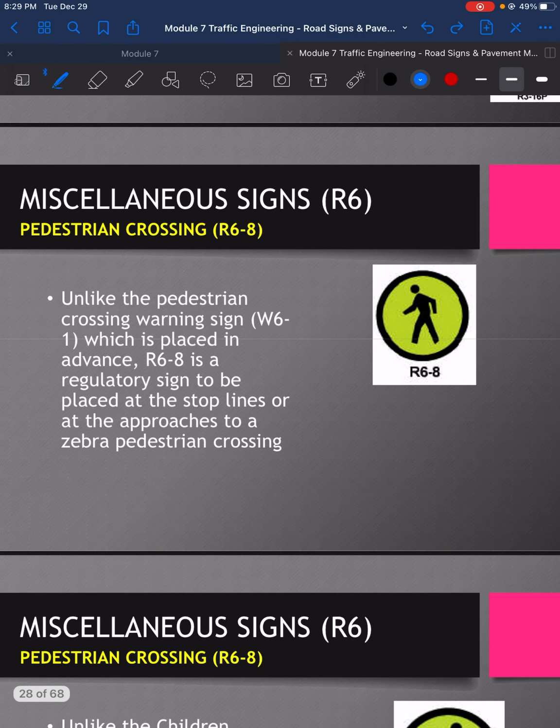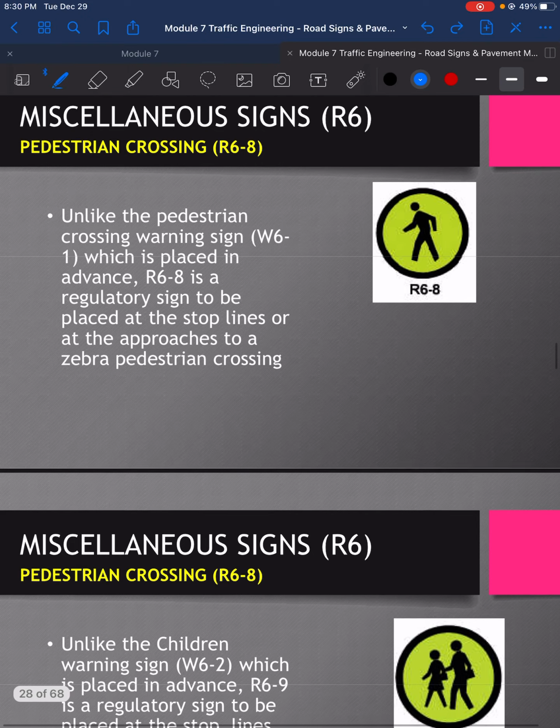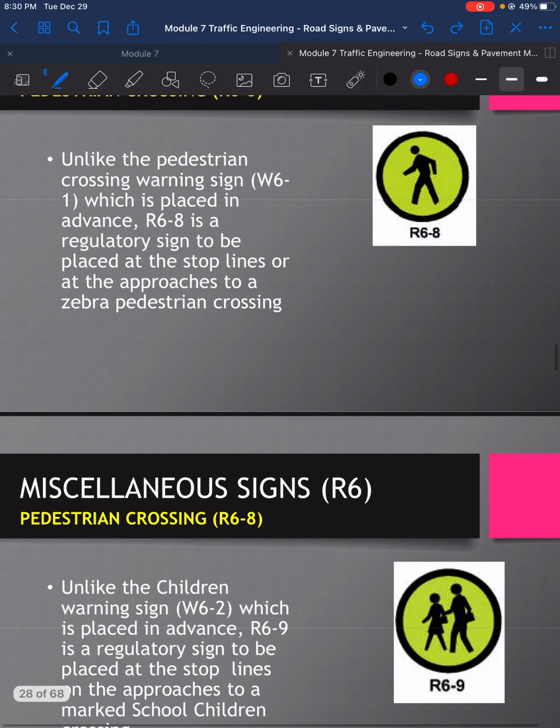So we have here the pedestrian crossing R6-8. Unlike the pedestrian crossing warning sign or the W6-1, which is placed in advance, R6-8 is a regulatory sign to be placed at the stop lines or at the approaches to a zebra pedestrian crossing. Okay? So, meron pang isa, aside from this regulatory sign na to, meron pang warning sign which is placed in advance, which is makikita natin mamaya kung anong itsura ng warning sign for pedestrian crossing.